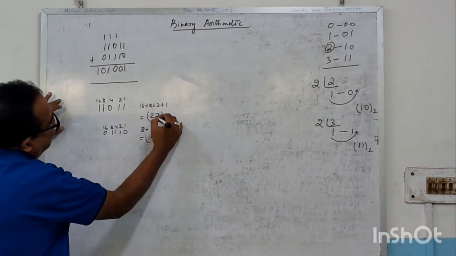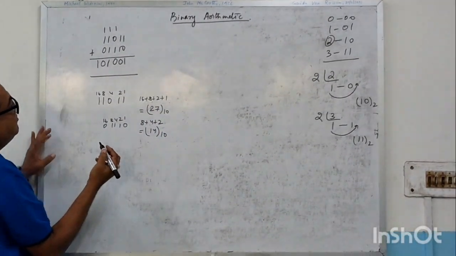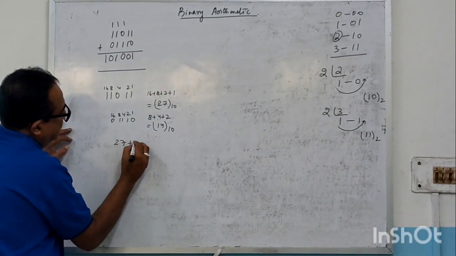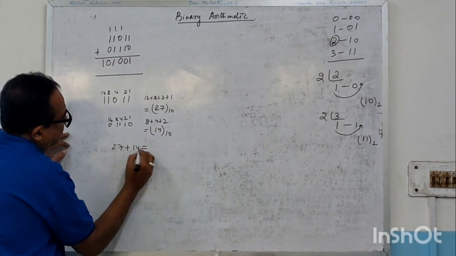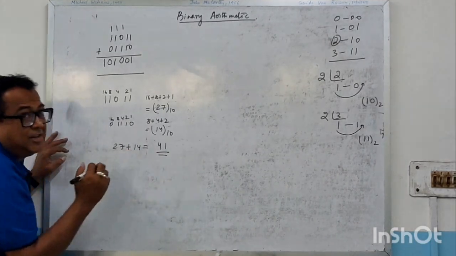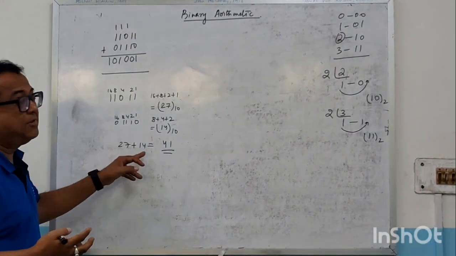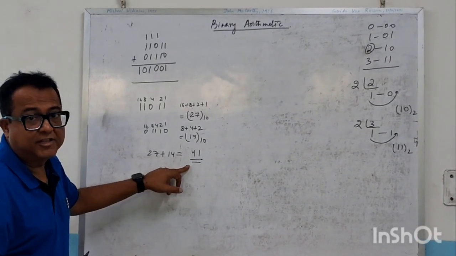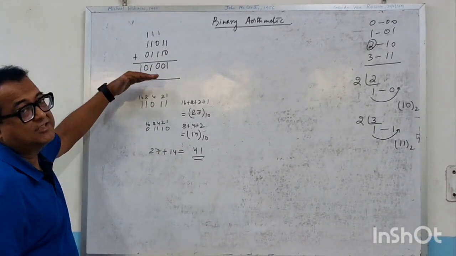Now, 27 plus 14 is how much? 27 plus 14 is 41, right? This is the decimal addition of 27 plus 14. It's 41, right? Now, this 41 you need to convert to binary just to check that your answer is correct.